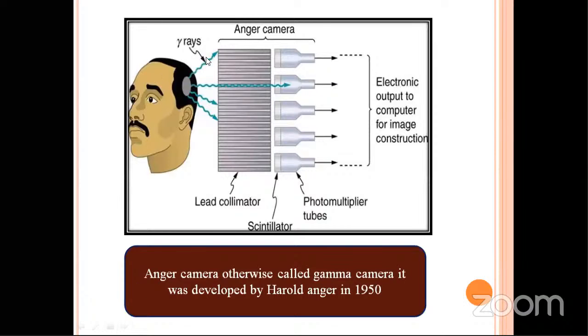Okay, so initially you inject some radionuclides into the patient's body, and this particular radionuclide will emit gamma rays, and these gamma rays are captured by means of the Anger camera, and then this is multiplied by means of a photomultiplier tube, and then the electronic output is stored in the computer for images.